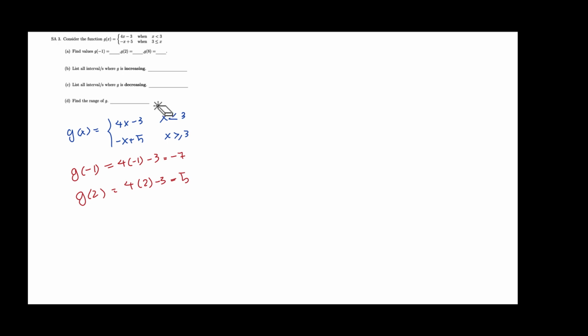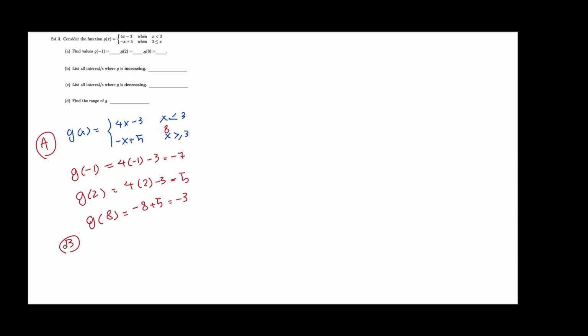The next one says g of 8. 8 is definitely bigger than 3, and so it fits right there. So I plug 8 in there. Minus 8 plus 5, and I get -3. So for part A, these are the answers.